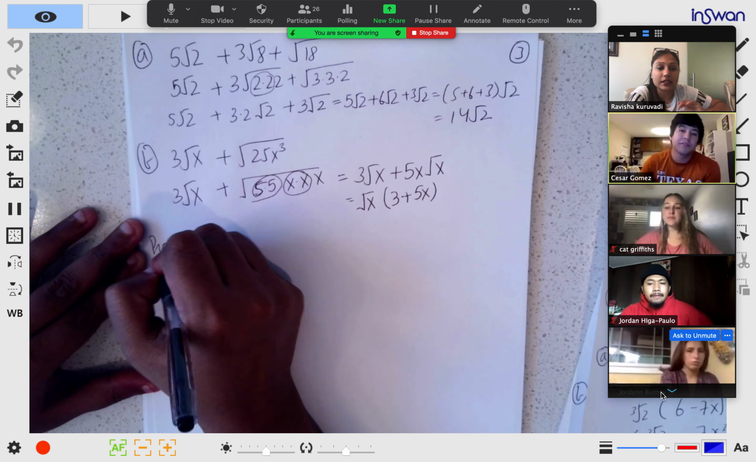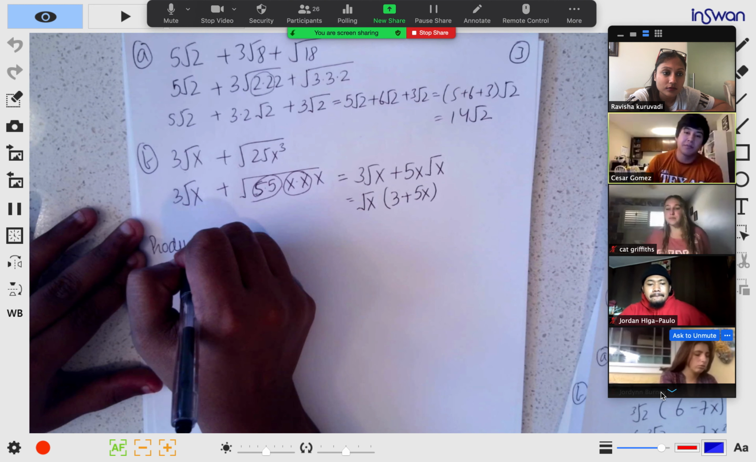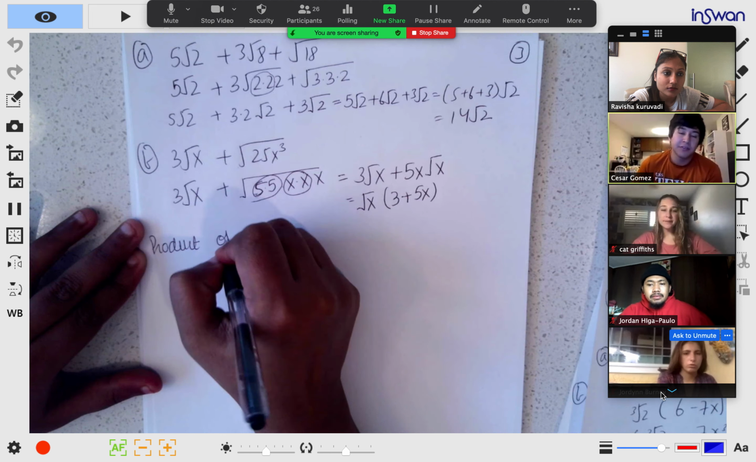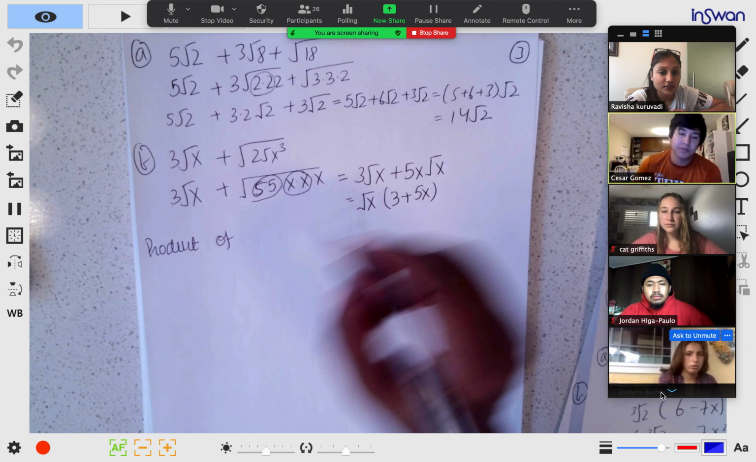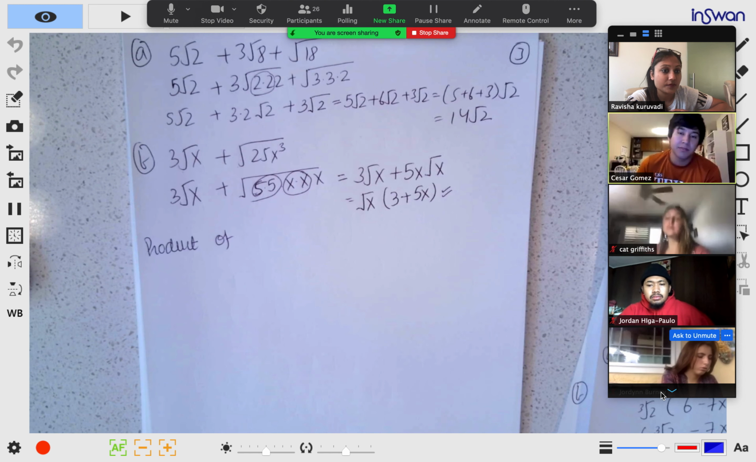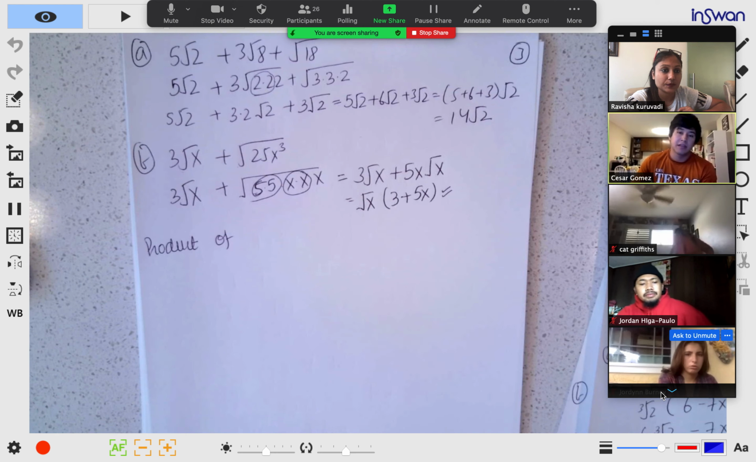I have a question, Professor. Yes. For some of them, you write the answer like you did that last one. This thing is the final answer. That's how you're going to leave it. So it's square root of x times 3 plus 5x in parentheses. Yes, exactly. If you cannot combine them. All right, thank you.